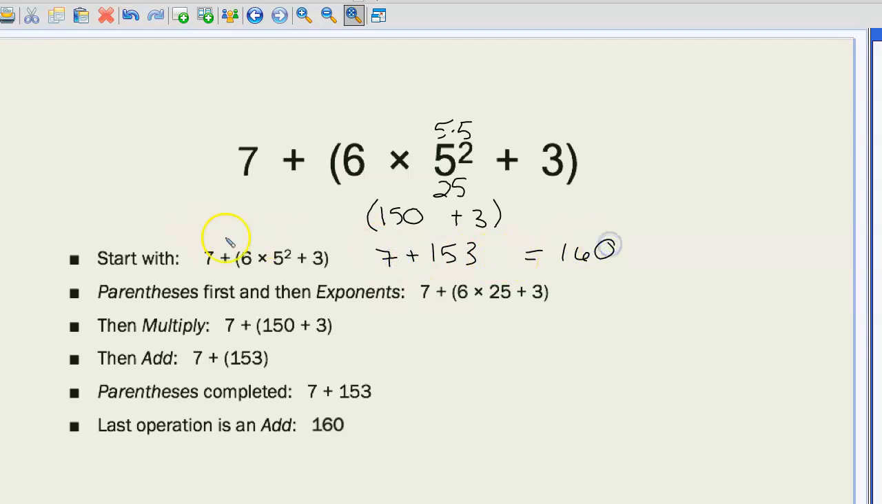And it takes you through the steps here super pretty. So that's all I have for today. But I hope this gives you a good review on how to do exponents in order of operations.